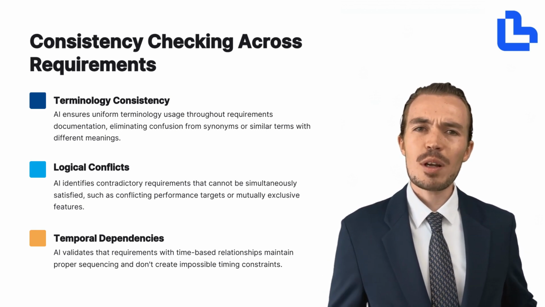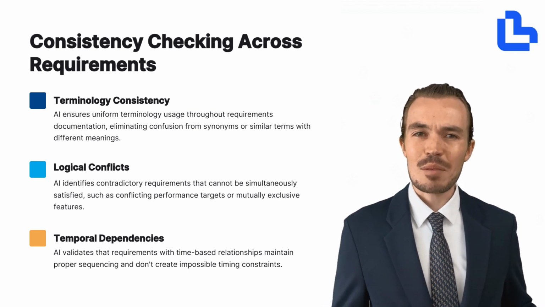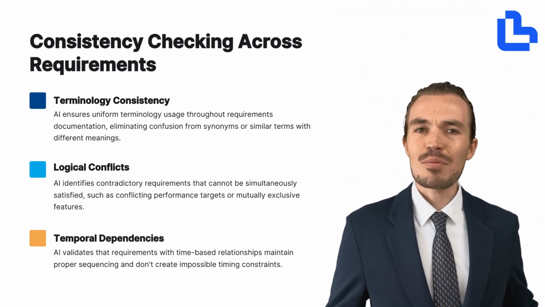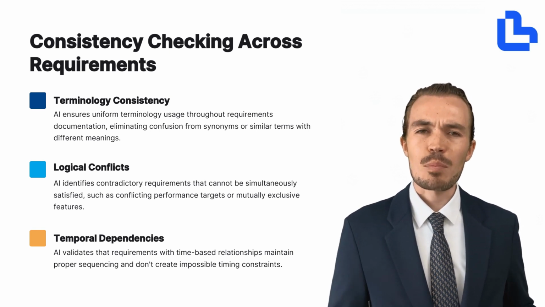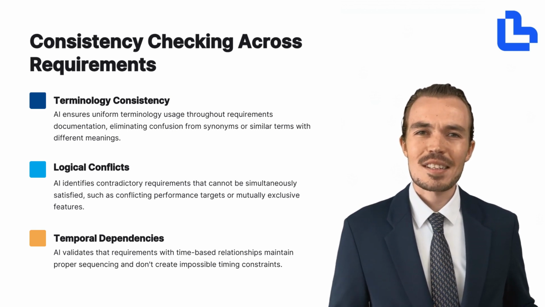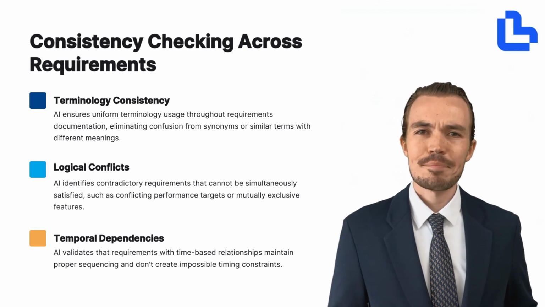For example, if one requirement refers to a user profile and another calls it a customer account, AI can flag that inconsistency. This helps eliminate ambiguity and ensures that everyone, from developers to testers to stakeholders, is speaking the same language. Next, AI is highly effective at detecting logical conflicts. These are situations where two or more requirements contradict each other. For instance, one requirement might specify that a system must support offline mode, while another requires real time data synchronization. AI can identify these contradictions early, before they become costly issues during development or testing.